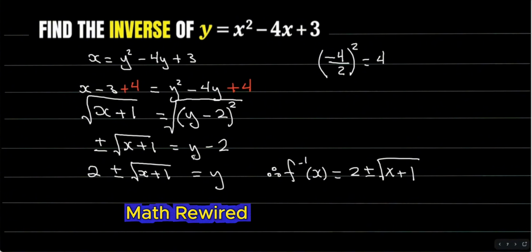Before you go, remember this. Finding the inverse of a quadratic is difficult for many students. Not because of algebra, but because they forget that a quadratic is not one-to-one. If you don't restrict the domain first, the inverse will not be a function. For this parabola, the domain must be restricted to either x is greater than or equal to 2 or x is less than or equal to 2, depending on which branch you're using. Once you understand that idea, inverse questions become much easier.